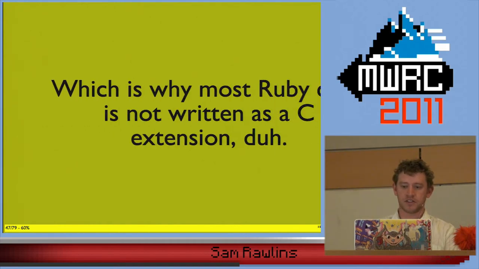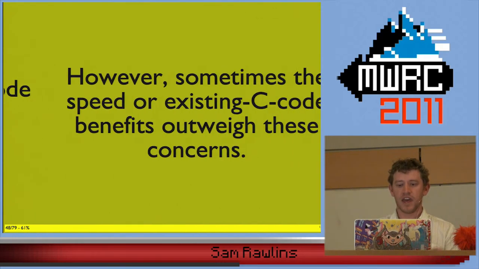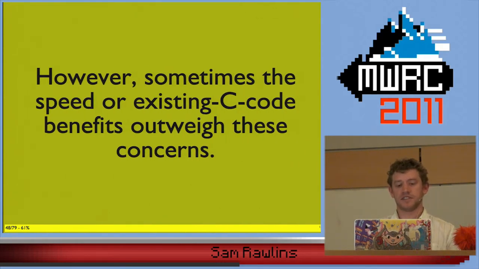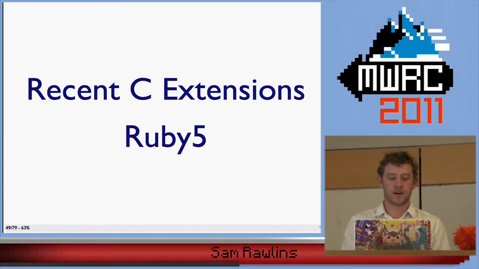I think that all of these are valid concerns, which is why most Ruby code is not written as a C extension. It's Ruby. However, there are times, such as the C extensions that we use every day, where the speed or existing C code benefits outweigh those concerns. So let's look at some recent C extensions. I looked through Ruby 5, if you guys use Ruby 5 to kind of keep a pulse on the Ruby community. I looked at just the last 6 months, since they cover updated libraries and new libraries, and I poked through. They don't explicitly mention C extensions, but I looked through and sure enough, they did cover C extensions.